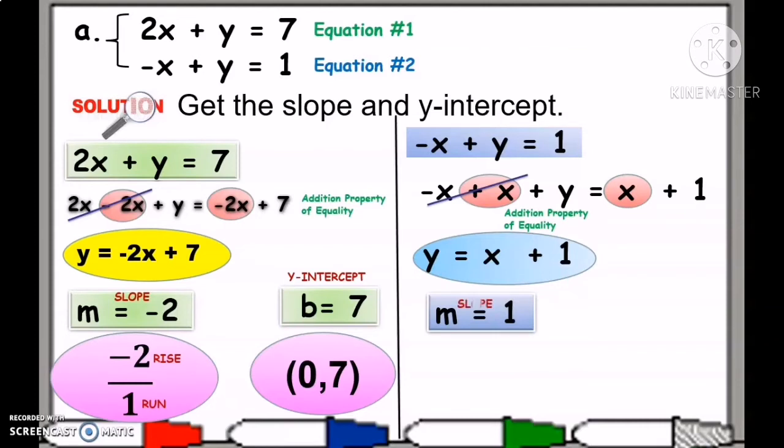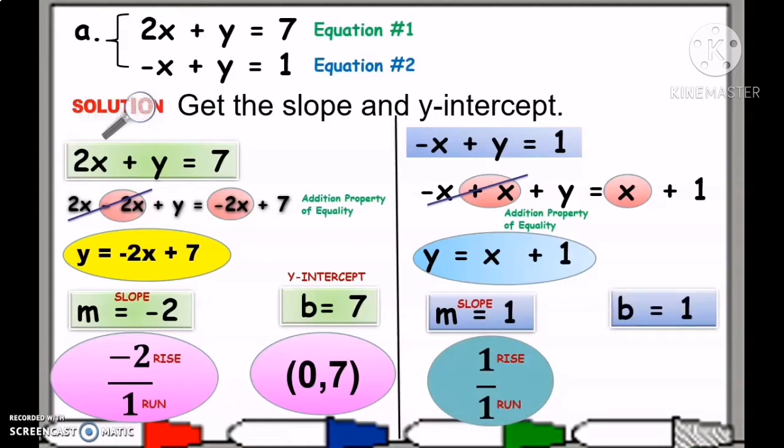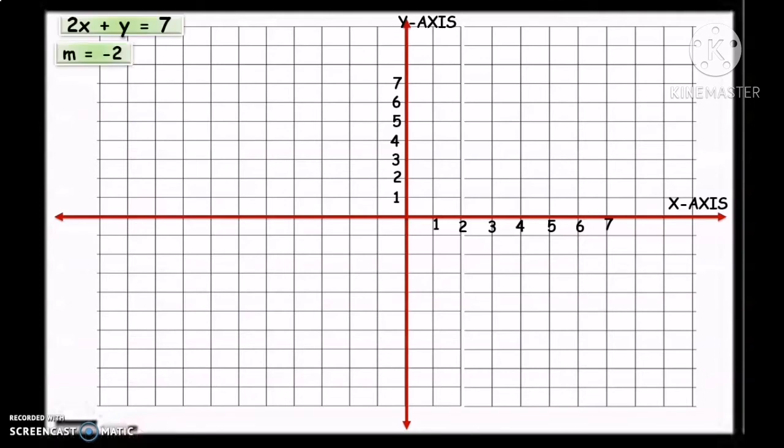Generate ulit tayo ng coordinate. So, yan po ay magiging 1 over 1. So, yan po ang rise. Ito naman ang run. And for the y-intercept is 1. Coordinate po niya, palagi po 0 ang x. Ang 1 ang y-intercept. And using that, plot po natin. So, gagamitin po natin ang slope y-intercept. Plot it. So, ang exact location po niyan ay dito.